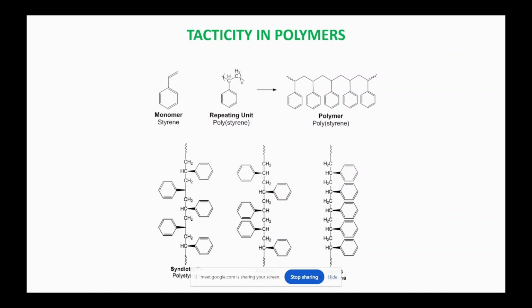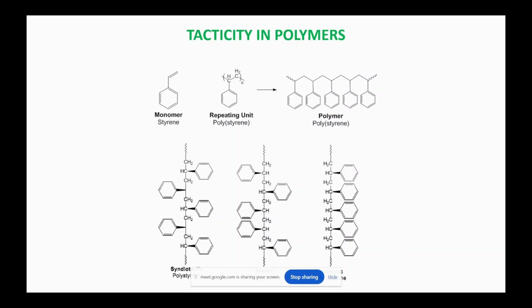So tacticity is not a very trivial thing. It's a very important aspect in polymers. So if you see here, tacticity as such is of three different types. One is syndiotactic, another one is isotactic, and another one is atactic.